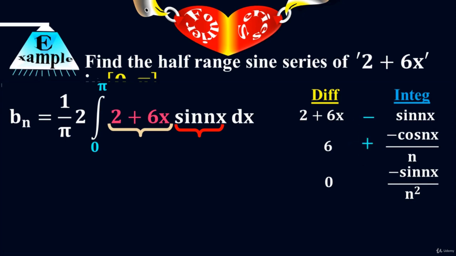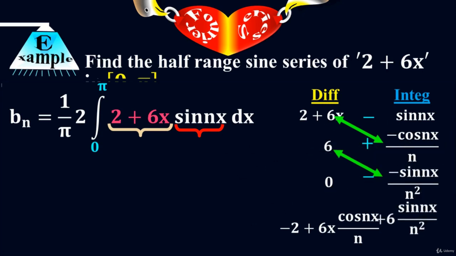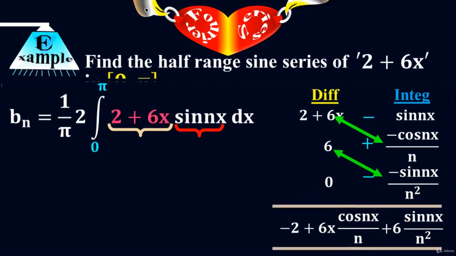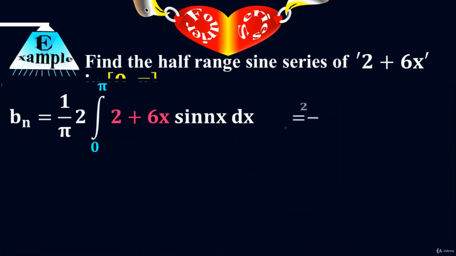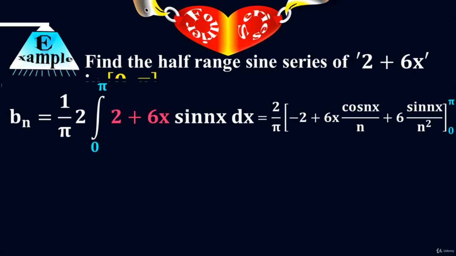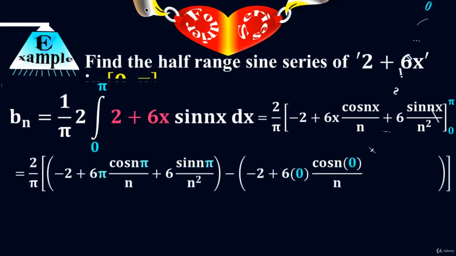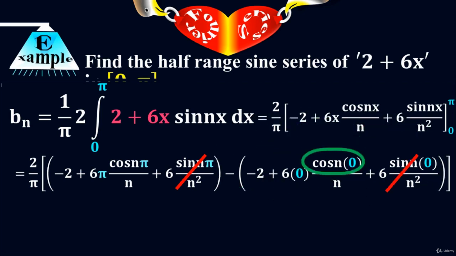Put minus, plus, minus. Take the cross product here. The product between these two terms is minus 2 plus 6x times cos nx over n. And the product of these two terms is plus 6 times sine nx over n square. This is going to be my final value. Just put it here. Now expand the limit 0 to pi, where all the sine functions are 0. Cos n 0 equals 1. But it's still 0 because it is the product of 0.